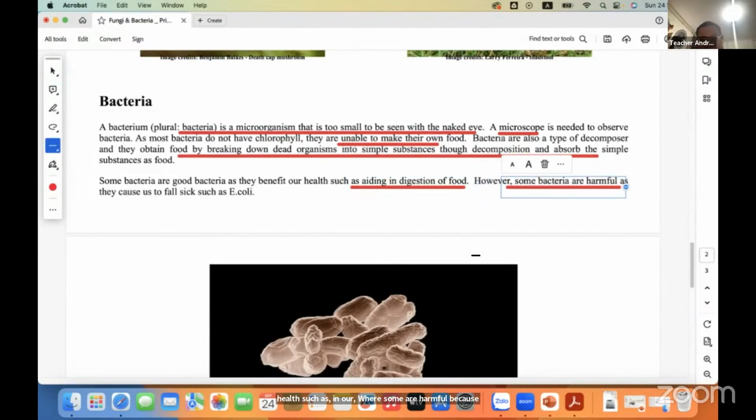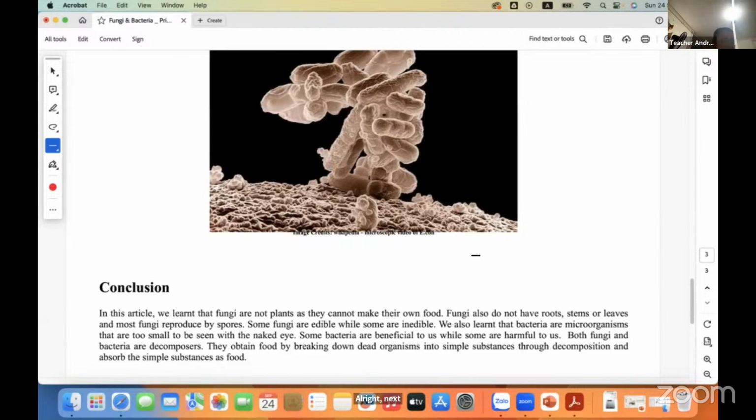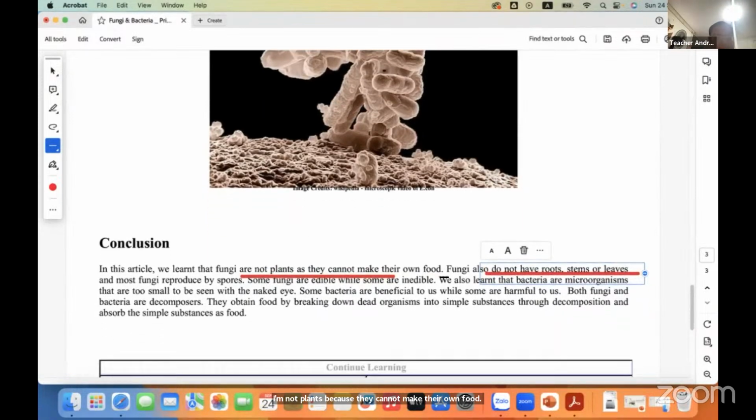All right. Next up. So in conclusion, based on what we have learned today, we learned that fungi are not plants because they cannot make their own food. Fungi do not have roots, stem, or leaves. Fungi reproduce by spores. Some fungi are edible, while some cannot be eaten.